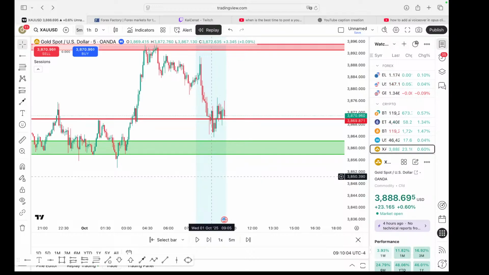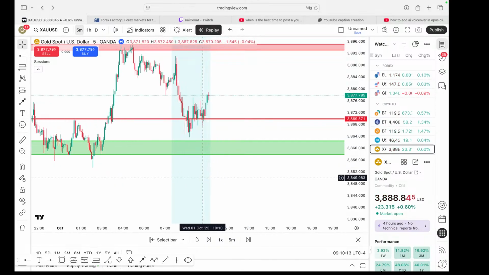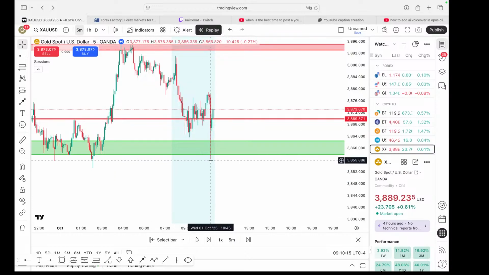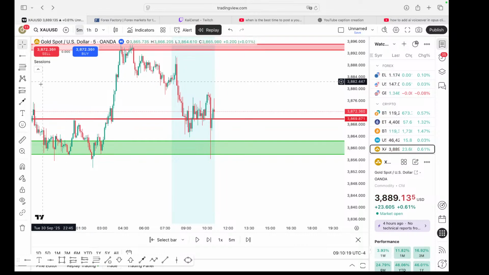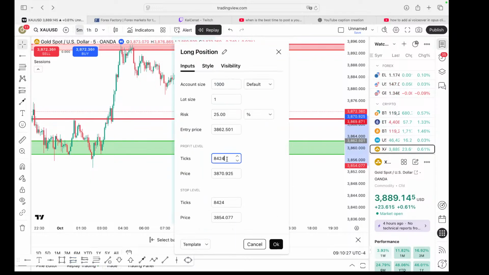All right, boom. So we had a break in structure at 9:25. Then price just started consolidating, going back and forth, little sideways action, then it pushed up. Okay, cool. We made contact with this zone at 10:45 a.m. So that news event really didn't do much to gold anyway. Maybe a different pair.